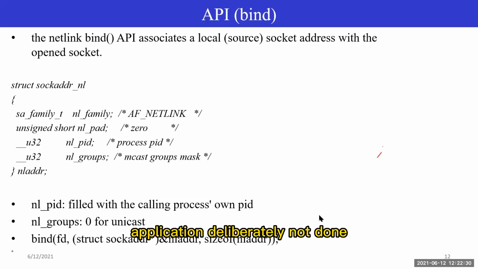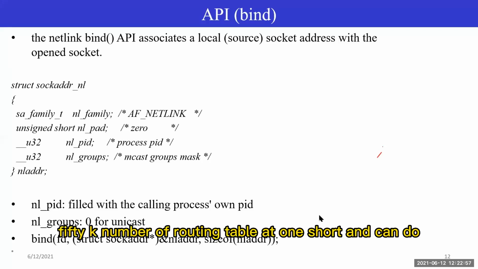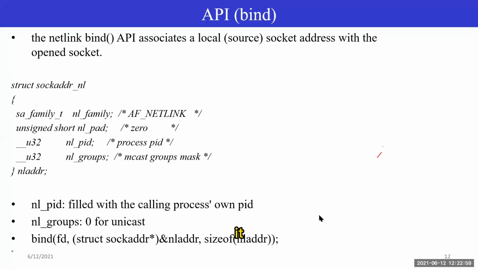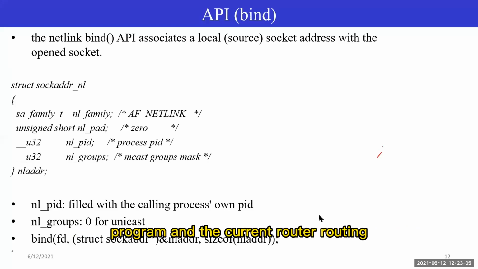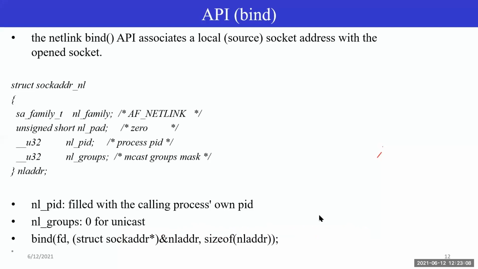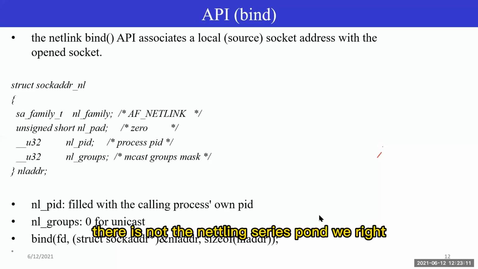So that is the purpose of your application's reliability. This is not the responsibility of a Netlink socket. The Netlink socket gives you the knowledge that some event occurred, point number one. On the other hand, the Netlink socket also gives you the provision of changing the routing table. Now, if you are changing 50k routing entries in one shot and can do it properly, that is up to the application program and the current routing condition. That is not Netlink's responsibility.